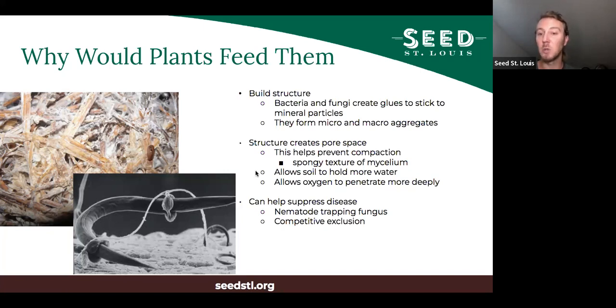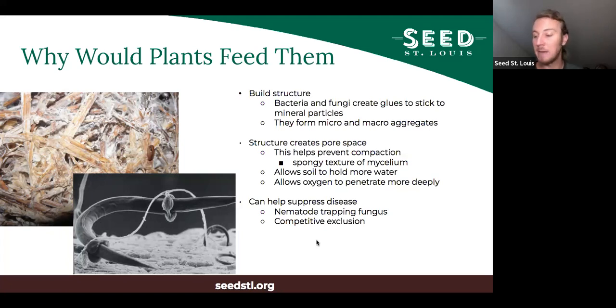And this allows the soil to hold more water and also allows oxygen to penetrate more deeply into the soil, which means that roots can go more deeply into the soil because roots need oxygen. They can also directly help suppress disease. There's certain fungi that literally have these trap structures that will catch disease-causing nematodes, and then they eat them. There's crazy stuff going on in the micro world.